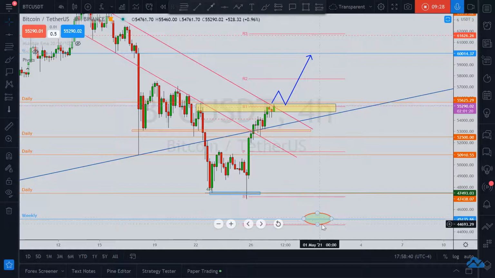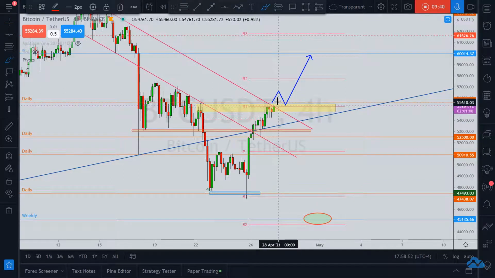I still have this level circled at 45,135. I still have this level marked. So look here. Once price does reject from here, and I'm fairly certain it will, the first level we're going to look at is right here, right about 53,645. We're going to look in this vicinity here, because that's also the same area where the support is found.